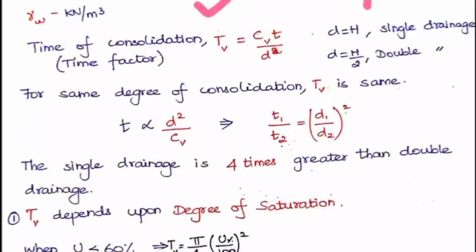If in a question they give the time taken for single drainage, and ask what is the time taken for double drainage, you can use this relation to easily find the answer. The longer time is taken by single drainage, and double drainage drains faster, so it will be 4 times faster than single drainage. And the next is the Tv, that is the time factor, which depends upon the degree of saturation. So with respect to the degree of saturation also some formula is given here.